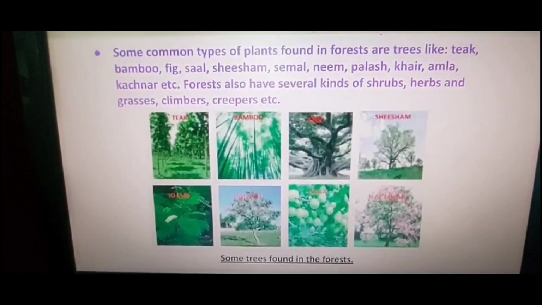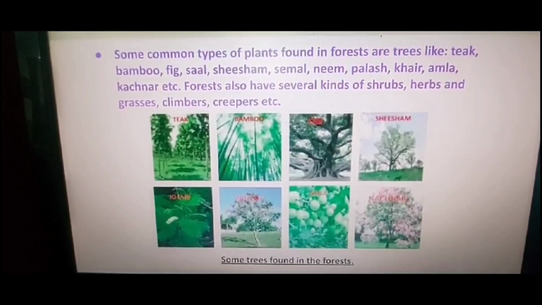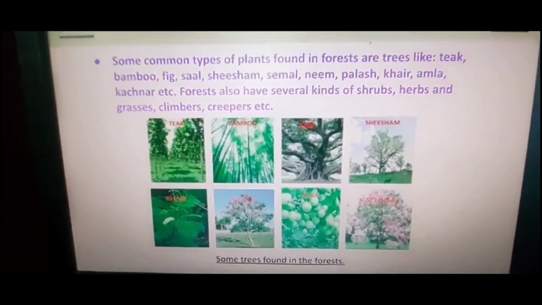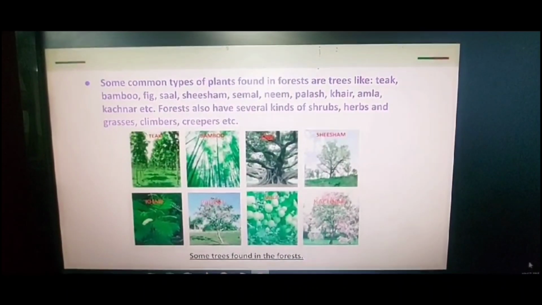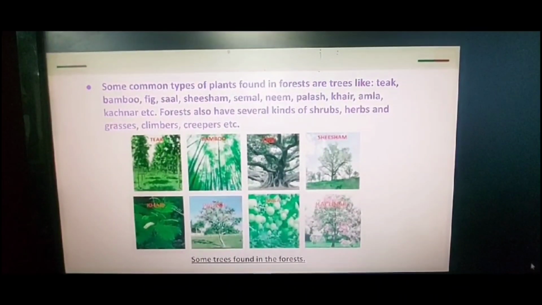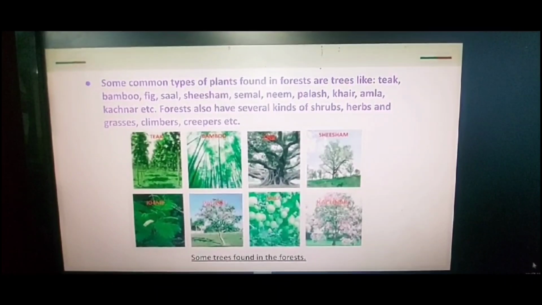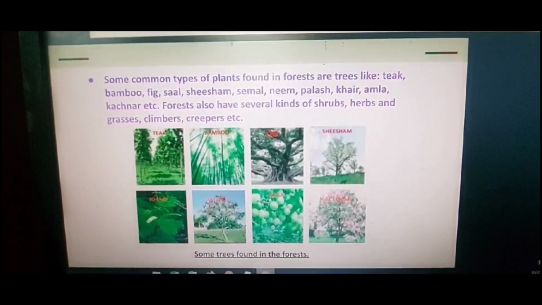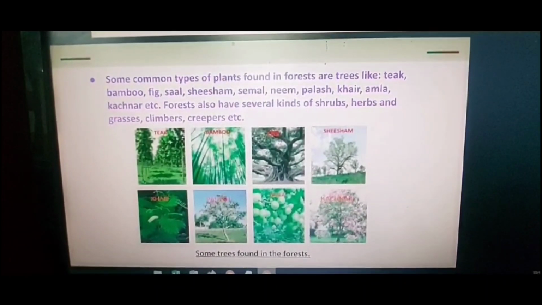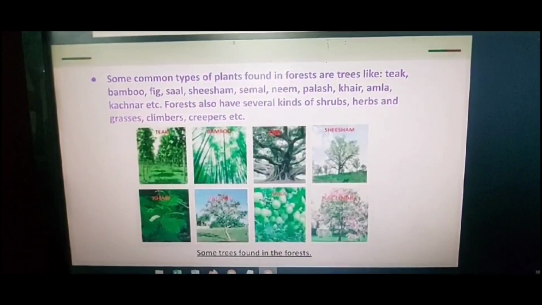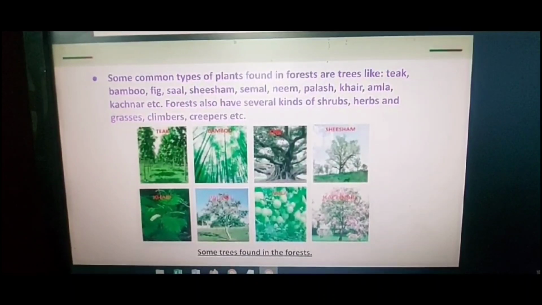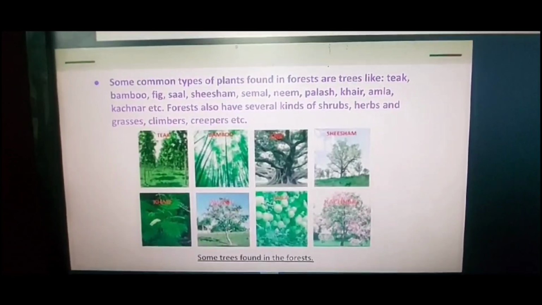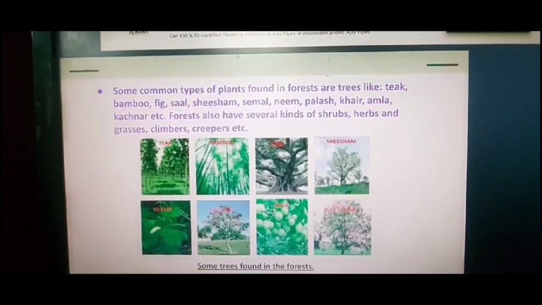Due to Corona, everybody knows about a very common kind of climber. What is that? I hope everyone knows. The climber that I'm talking about, everybody knows during the time of Corona, and that is Giloy. Every house, everybody has used it, isn't it? So that means you should be aware of the names of the shrubs, the herbs, the grasses, the climbers, the creepers. Make a nice list of it and write the importance if possible, right? So this is today's work.